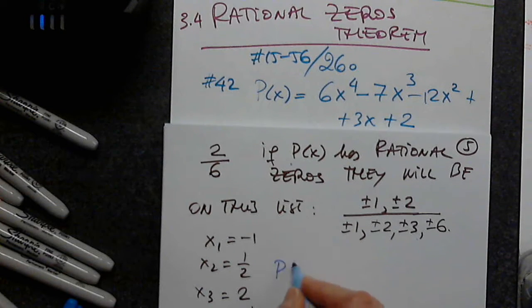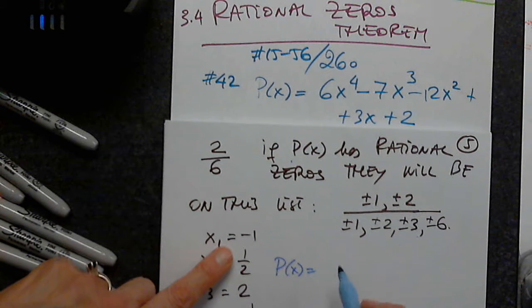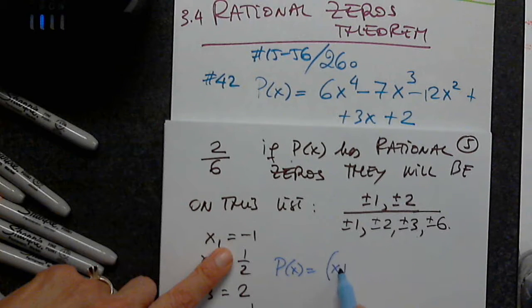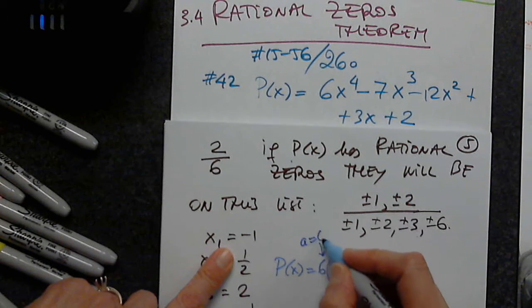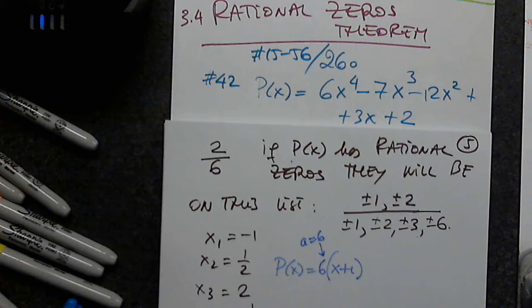So now I'm ready to write the polynomial. x minus the first solution, x plus 1. Of course, I have to write the a, so that's the 6. A equals 6. Then the next one will be x minus the second solution, x plus minus 1/2. Then x minus 2, and then x plus 1/3.